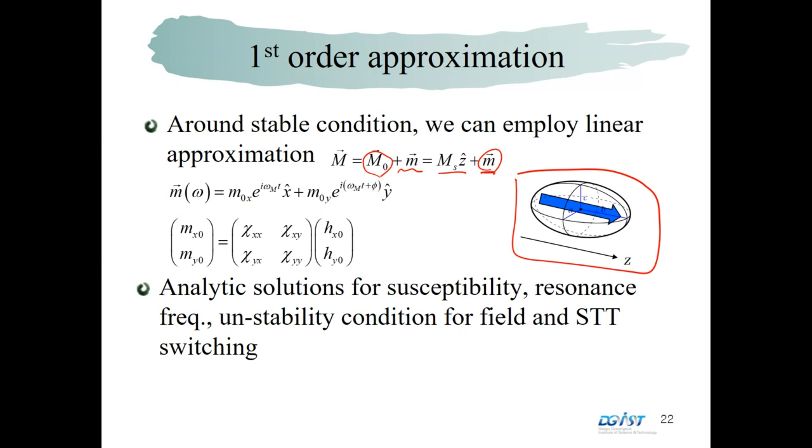If we have some magnetic object with an elliptical shape, and the magnetic moment direction is, let's say, this axis, the z-axis, then we apply a small disturbance, a small field, in the perpendicular direction. Okay. So let's try to find the susceptibility. Okay. So after finding this susceptibility as an analytic solution, we can find the resonance condition, and also we can find some instability condition. So this instability condition is very important to understand the switching.